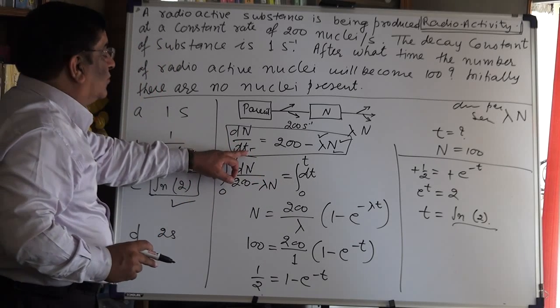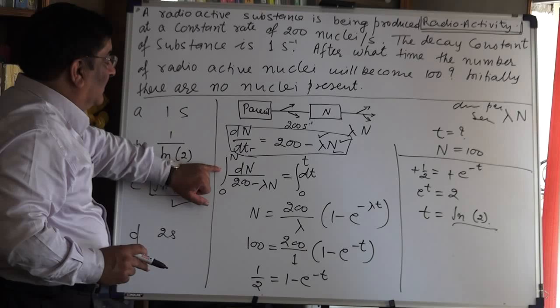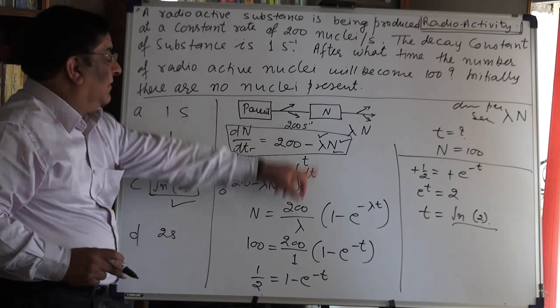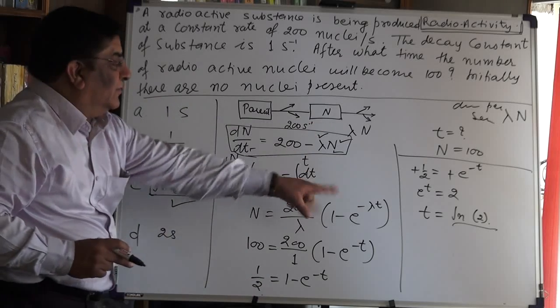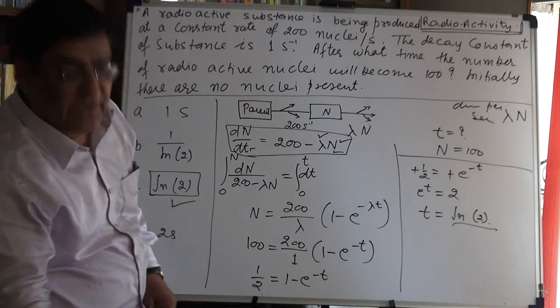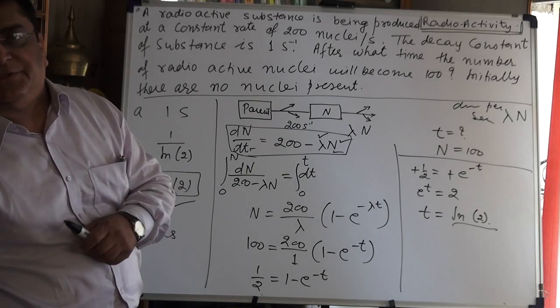But here is dt, so to convert it into t, we have to integrate it. So this is our method of integration. dt will go there and then we will do this integration. We get the right answer, log 2. Now we'll go for the next question.